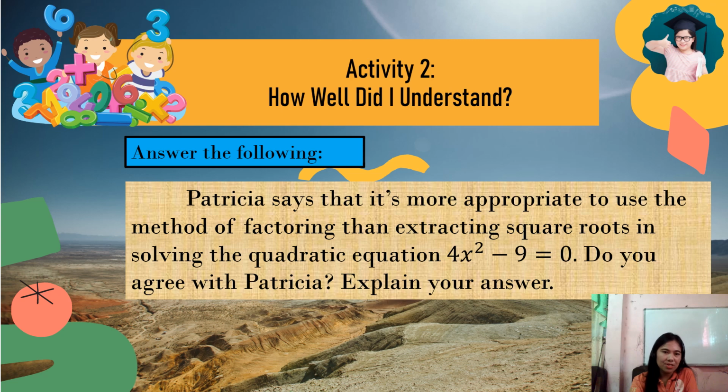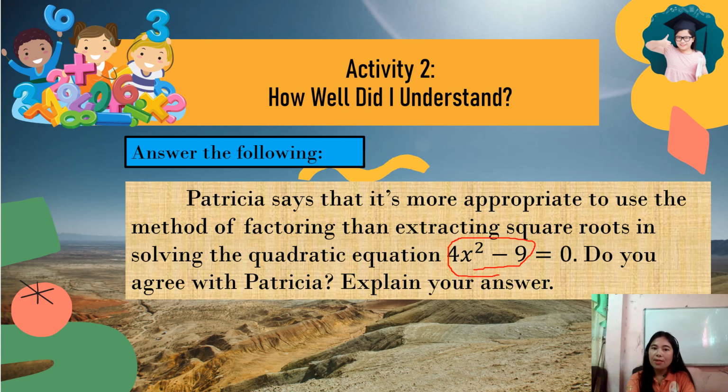Let's have another question. Patricia says that it's more appropriate to use the method of factoring than extracting square roots in solving the equation 4x squared minus 9 equals 0. Do you agree with Patricia? Explain your answer. This has some connection with the previous question, right? I said it depends on the person who is solving. So if you ask me, because this equation has no b, or b is equal to 0, it is easier by extracting square roots.